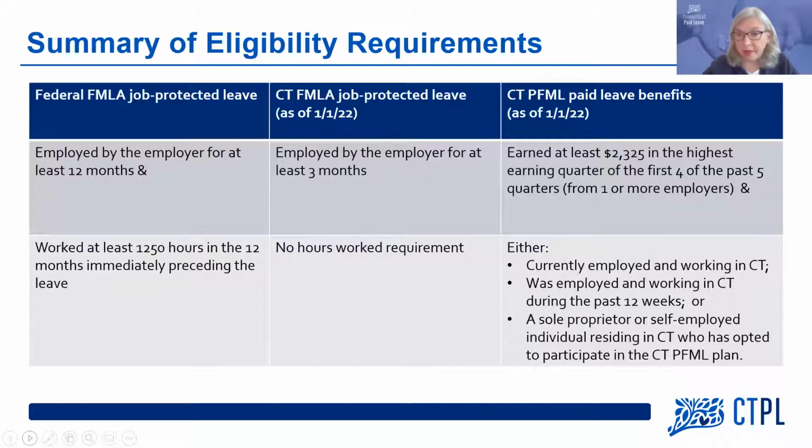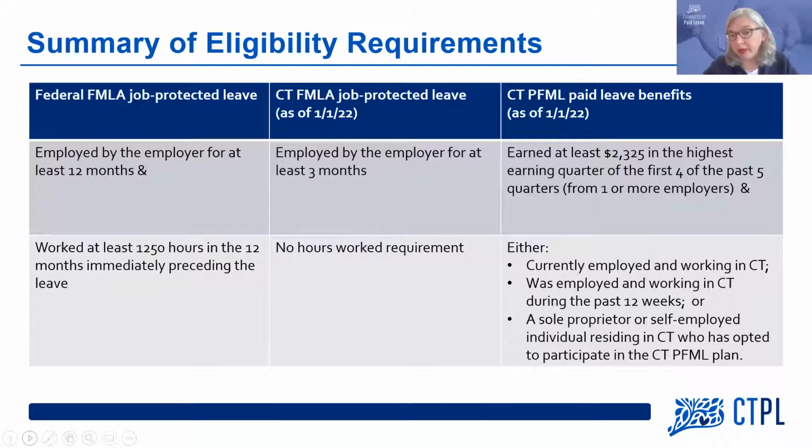But as of January for Connecticut FMLA, you just have to show you worked for the employer for at least 3 months. For Connecticut paid leave, on the other hand, we don't really look at how long you've been working for a particular employer. We look at how much you've earned from 1 or more employers in the first 4 of the 5 most recently completed quarters. You have to have earned at least $2,325.